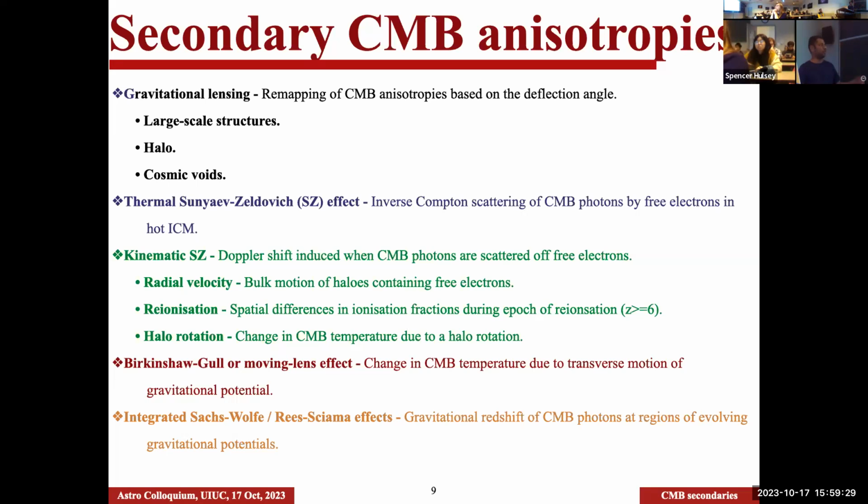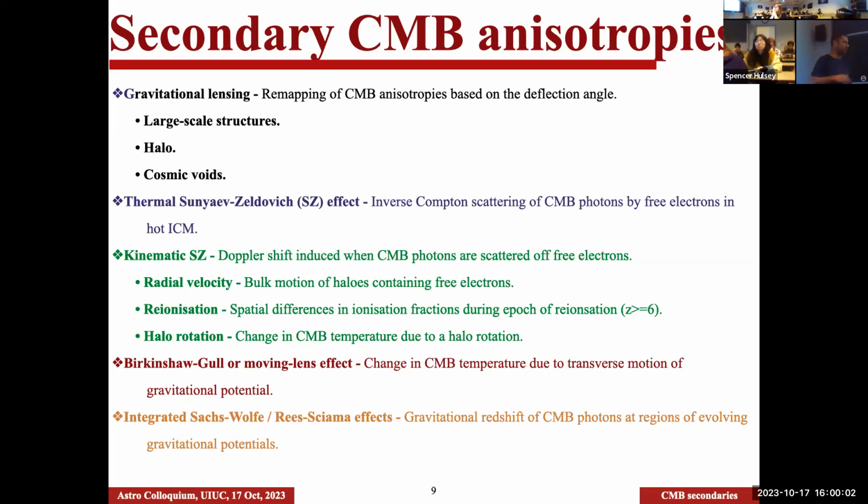Then we have other smaller effects. One is called the Rees-Sciama effect or moving lens. In the case of the kSZ, the halo is moving along the line of sight, but the halo can also move in the transverse direction. This halo is a lens, so it has some gravitational potential, and when it is moving in this direction we're basically seeing a time derivative of the gravitational potential. That gives rise to a dipole in our CMB maps. It's a very small effect. That is called the moving lens, and it has not been observed yet.